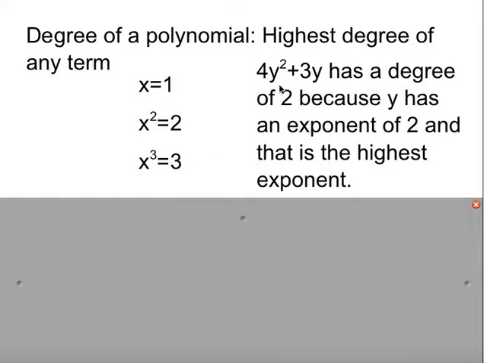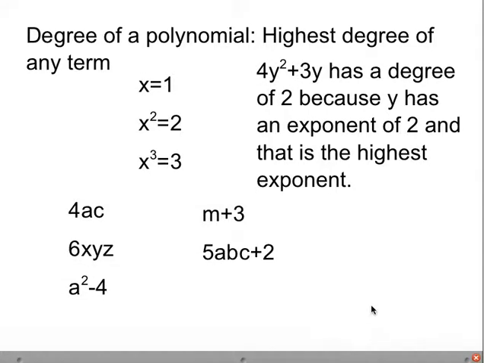And so if we look at our binomial, 4y squared plus 3y, we would say, well, 4y squared has a degree of 2, because that y squared is what we're looking at, and its exponent is 2. 3y has a degree of 1. And if we're looking at the overall degree of this polynomial, we talk about it using the highest degree, in this case, 2.